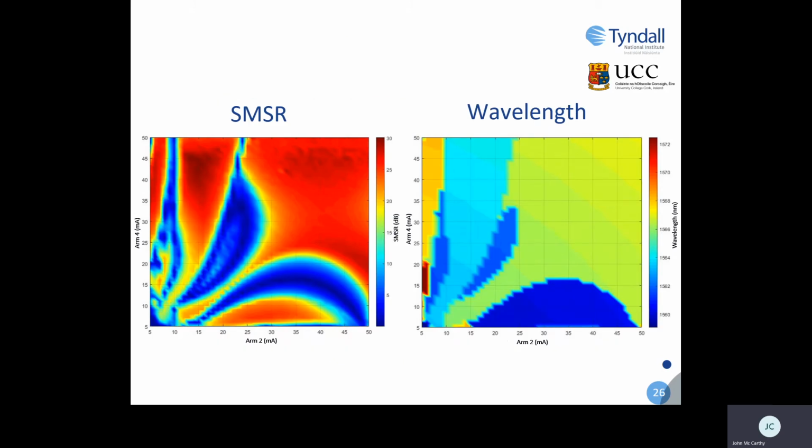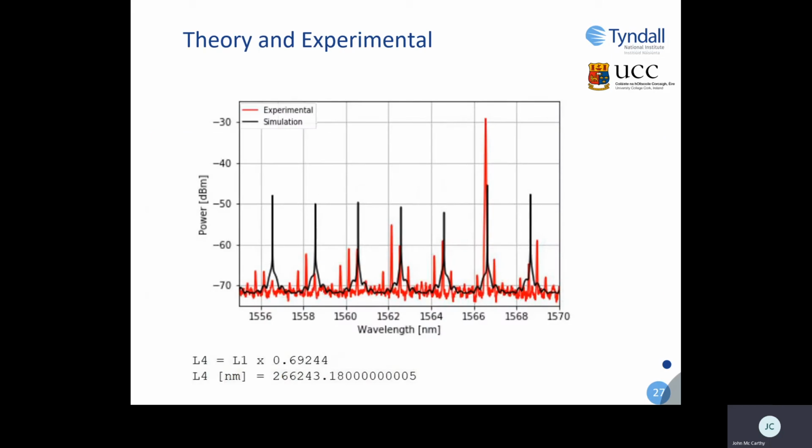And here is the measured side mode suppression ratio and wavelengths of the device. Now, we attained a side mode suppression ratio of 30 decibels, which isn't as good as the slotted Fabry-Perot. However, we attained this by just varying the device from 5 milliamps to 50 milliamps, and across both arm 2 and arm 4. And we also achieved significant mode hopping, attaining 4 or 5 different wavelengths. Here again is just the simulated spectra plotted against the experimental, and as you can see, there is good agreement between the two.